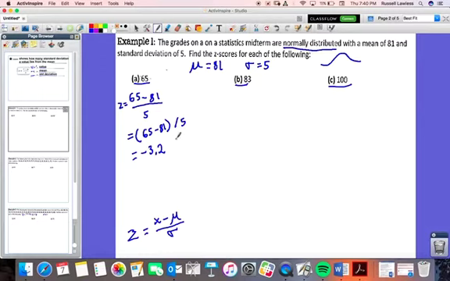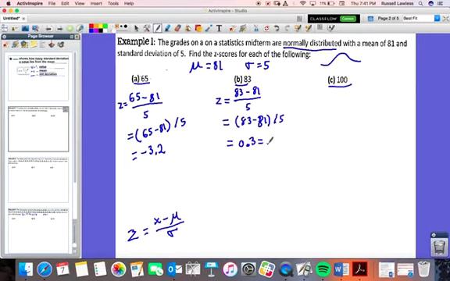Now looking at problem B, I'm going to take my data point of 83, subtract the mean of 81 from it, and divide that by 5. When I plug that into the calculator, it looks something like this: 83 minus 81 over 5. When I do that, I get the value of 0.4. You can write it either way, they're both equal to the same thing.